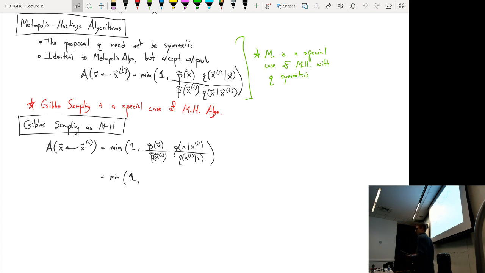This part is where things get interesting. Does anyone want to take a guess at what the proposal distribution for a Gibbs sampler is? I gave you the hint before that Gibbs sampling is just Metropolis-Hastings, but it always accepts. So what would the proposal distribution of the Gibbs sampler be? What is Q here?